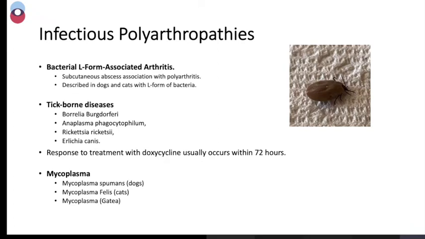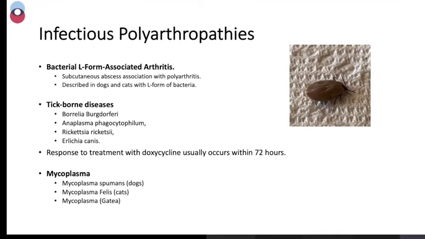And then our tick-borne diseases, fortunately less common in this country, although do occur, particularly in dogs with a travel history. So Borrelia or Lyme's disease, Anaplasma, Rickettsia, and Ehrlichia can all cause polyarthropathies. And in most of these cases, they tend to respond to doxycycline quite quickly, so that usually occurs in about 72 hours. And typically it's recommended to treat them for around 4 weeks with doxy.